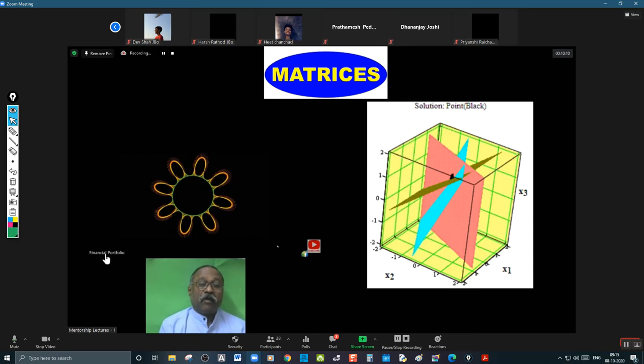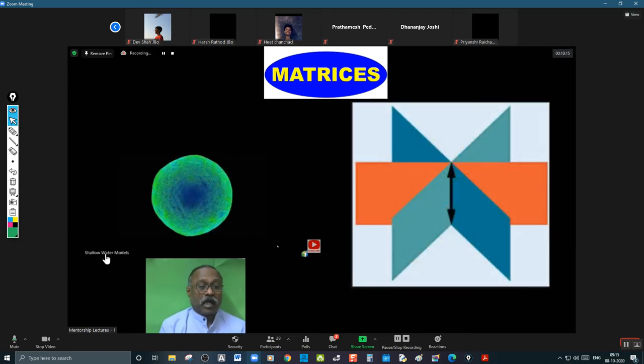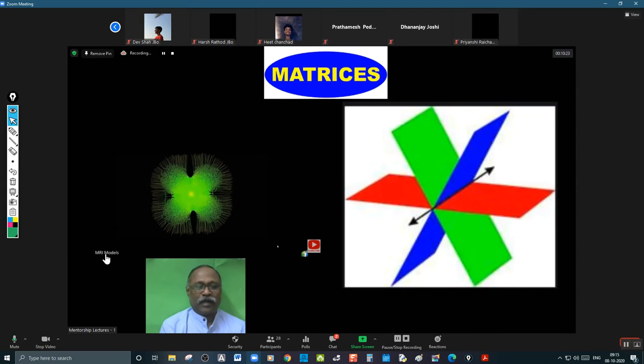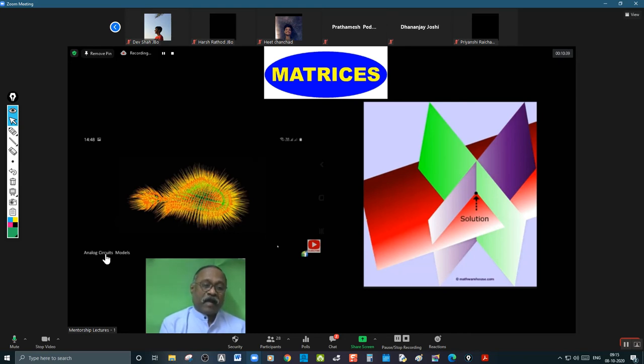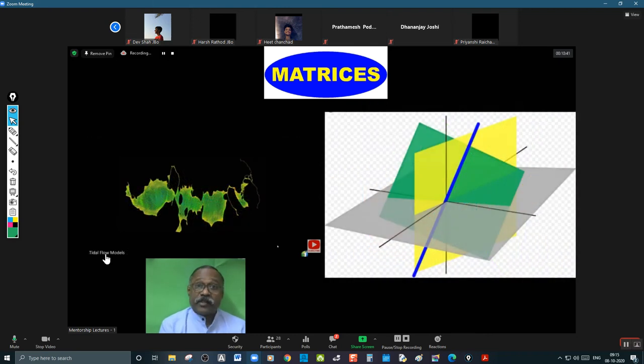Really, financial portfolios, and shallow water models. How is it done? Through matrices. Yes, there are applications; I have gone through that. MRI models are in medical applications, and MRI models and all this they use. Similarly, analog circuit models. Similarly, you have more and more gaming applications also.